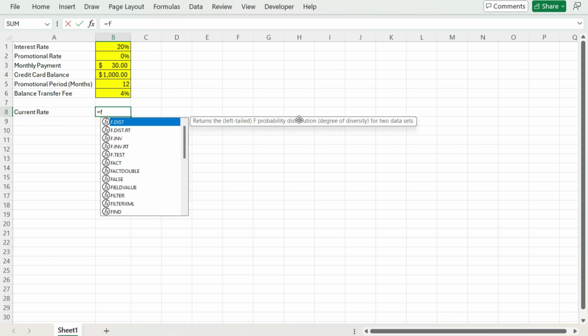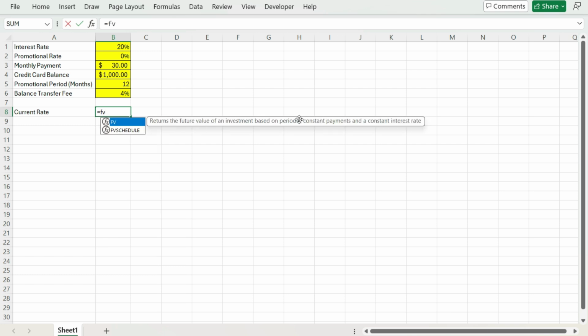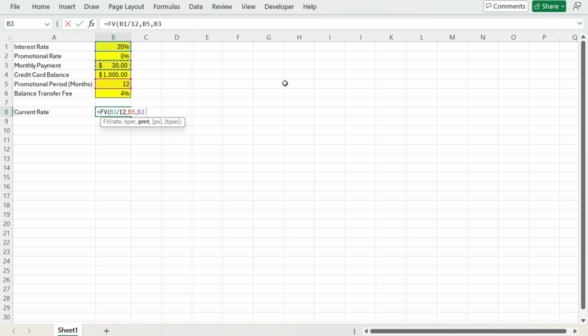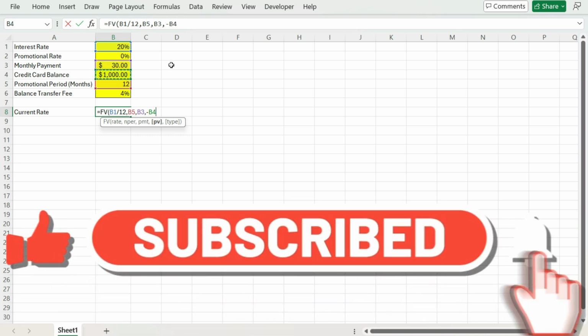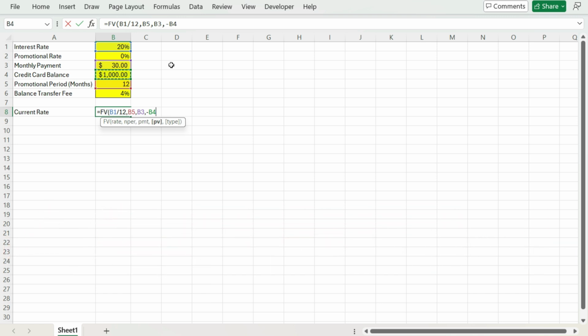So to do this, I'm going to use Excel's future value function, so just FV. And now we're going to put in our inputs. So for the rate, we're going to take our current interest rate, divide it by 12, so we get a monthly rate. Then for the number of periods, we're going to select this value here for 12 months. The payment amount is going to be this $30. And then for the present value, it's going to be a negative $1,000. Now, we don't want to make this positive, otherwise we're going to be adding to our balance as opposed to reducing it. And for the type, I'm going to leave this blank.